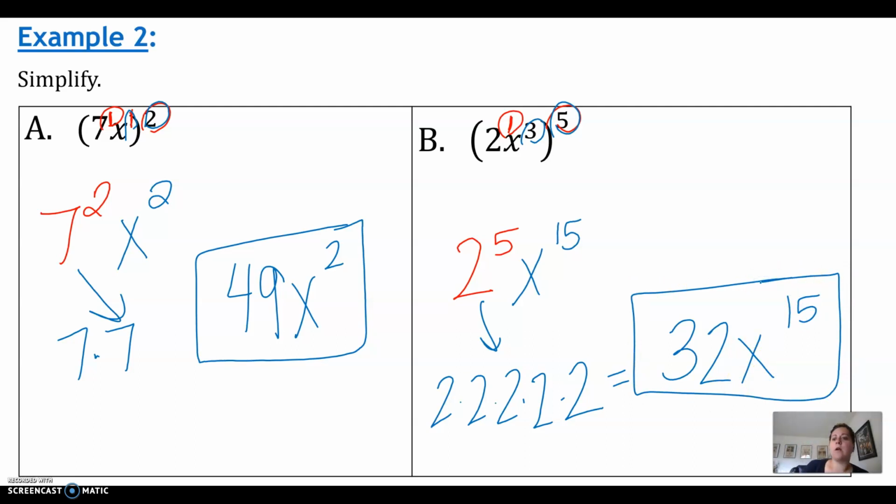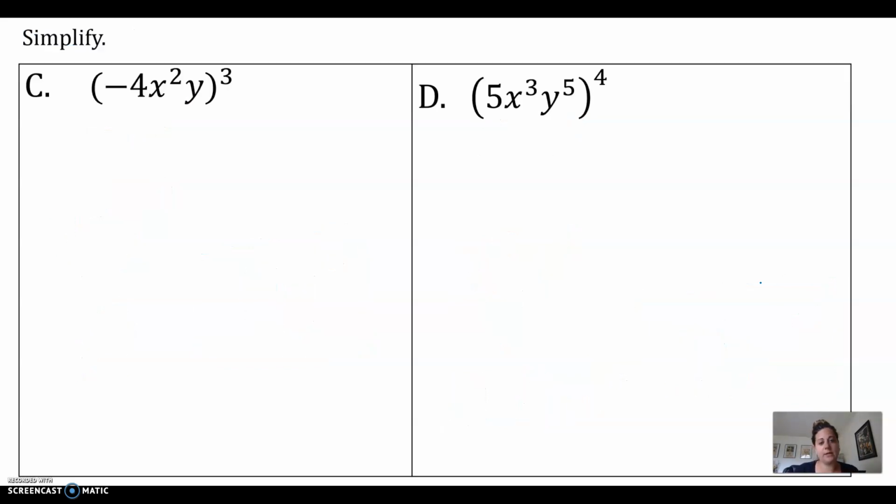Okay, so far, hopefully you've been noticing that you do everything that is inside the parentheses multiplied by the outer exponent. Okay, we'll do a few more. Then I have one more property to show you.